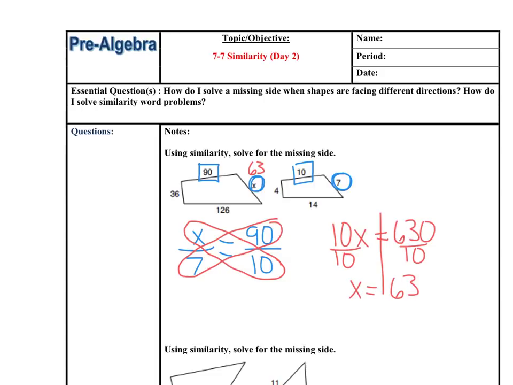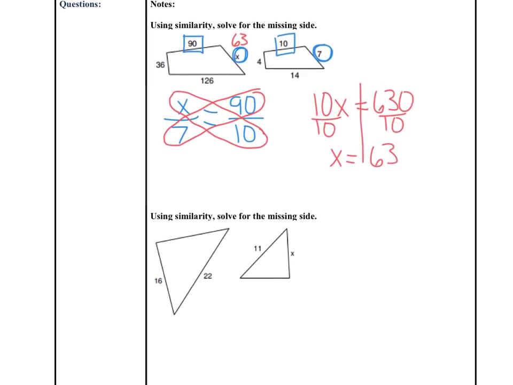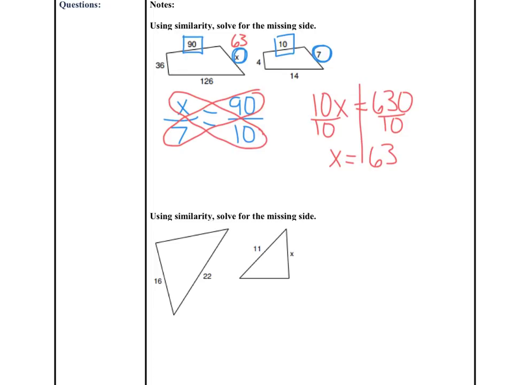Now let me look at my second question. It also says, using similarity, solve for the missing side, but I'm not ready to start this problem because the shapes don't look like they're facing the same way. So I'm going to redraw this shape over here, and if I redraw that and spin it around, it would look something like this.